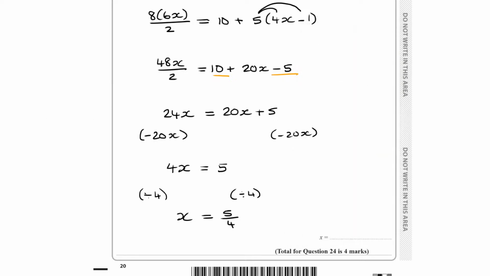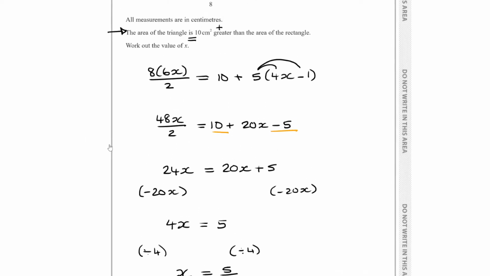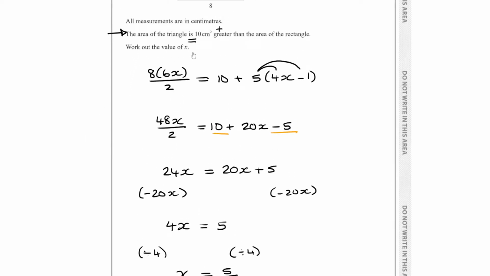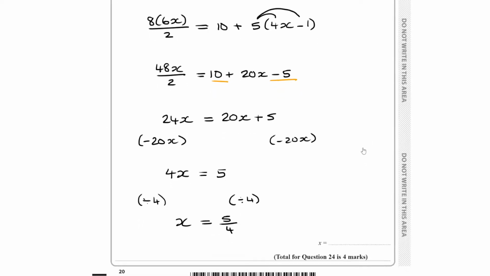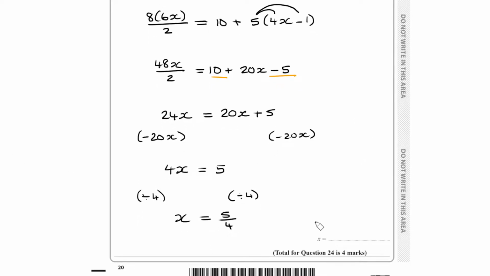Whatever format you prefer, because if I go back to the question, it just said work out the value of x. It didn't really specify how to leave your answer in a fraction, decimal, whatever. So it's up to you. 5 over 4. Or you could say 1.25. It doesn't really matter. But you see how that's the value of x, because I've just got x on its own on one side. That's solving, isn't it? 4 marks for that one. Obviously, that was quite a big question.